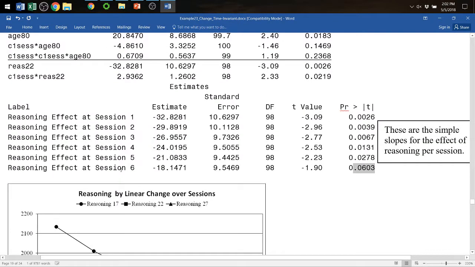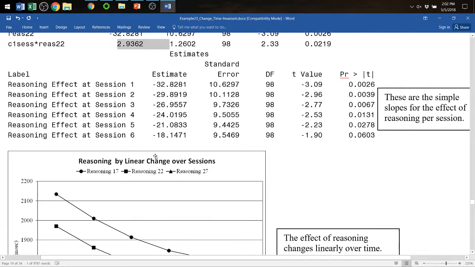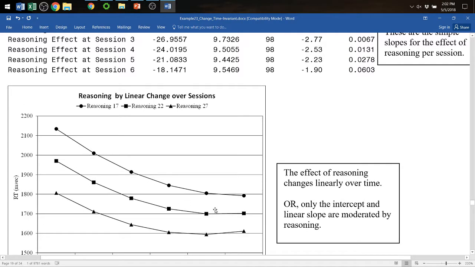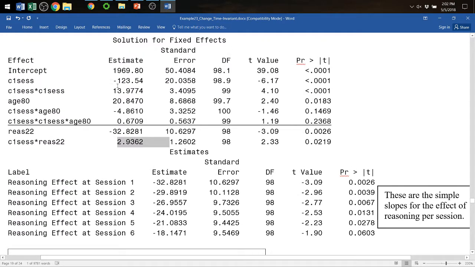So you can think of this interaction term here two different ways. The effect of reasoning matters less as time goes on. So these lines get a little closer together. Or smarter people decline at a lesser rate. So it's a less negative pattern of change, too. The linear time slope is reduced by 2, less negative by 2 for every unit reasoning.